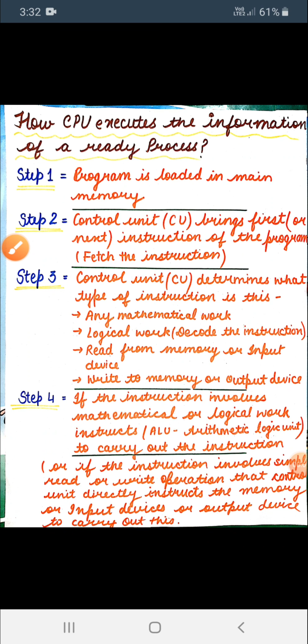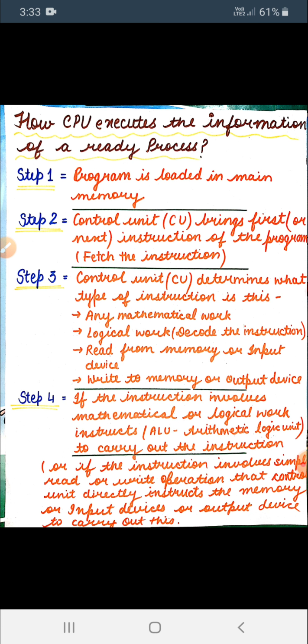Good morning, students. In the previous lecture, we discussed the function of the operating system as process management. In continuation, today we'll discuss how the CPU executes the instructions of a ready process. Let us now see how a CPU runs the instructions of a loaded process. Please note that the CPU runs the process instruction by instruction. The CPU executes the instruction of a process by fetching it, decoding it, and then executing it.